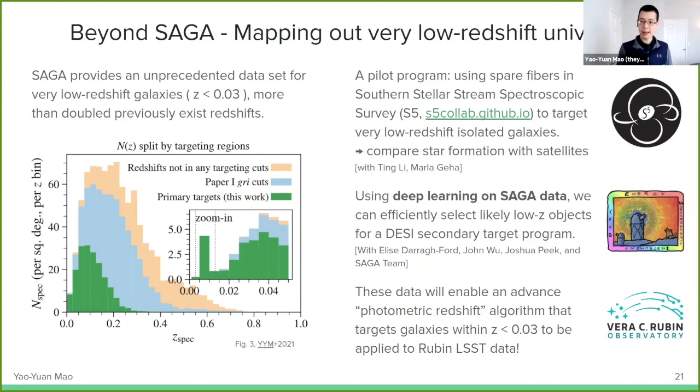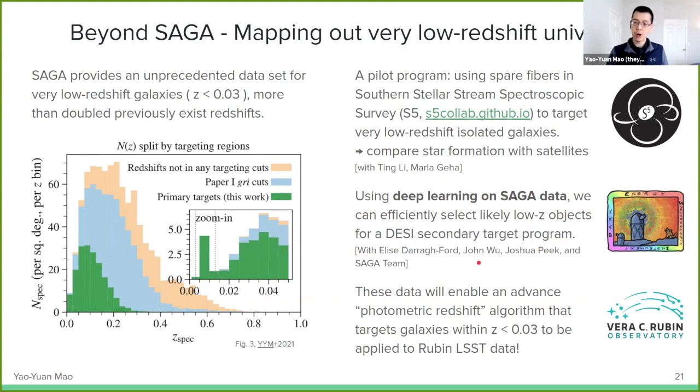We have also been able to convince DESI to give us some secondary targets in their program. I think they are actually going to start one of our programs this week. Again, this will survey a large portion of the sky, and we are hoping to obtain a lot of very low redshift galaxies. By very low redshift, I mean redshift less than 0.03. That maps out the local universe down to a stellar mass of about 10 to the 7.